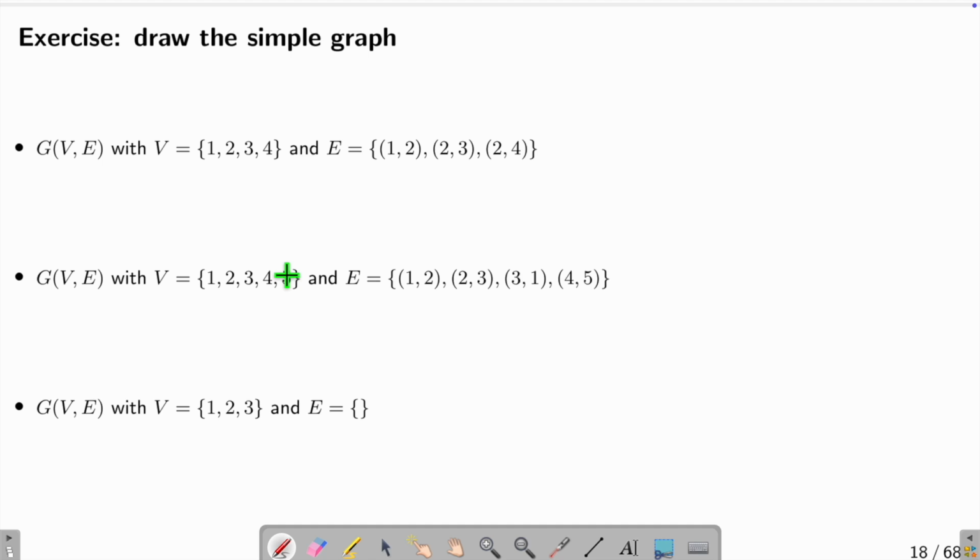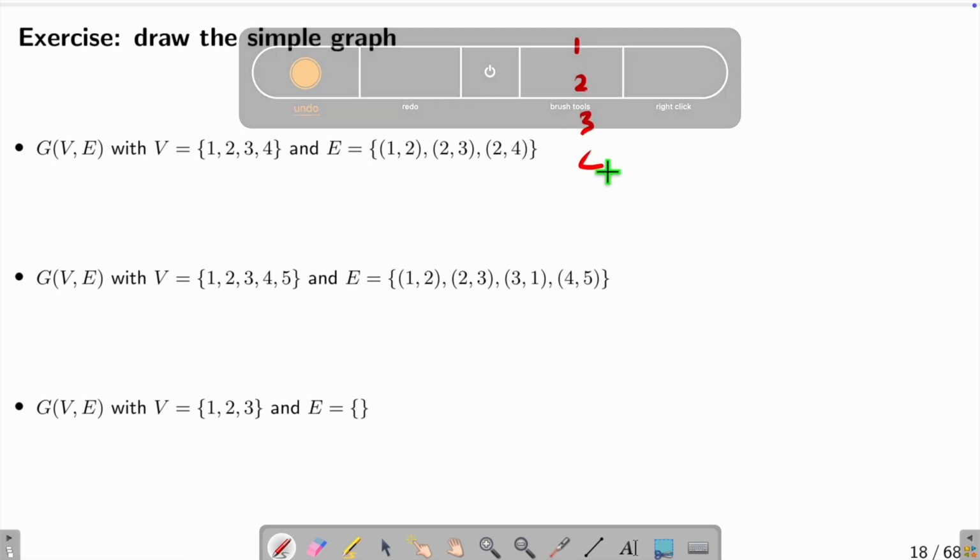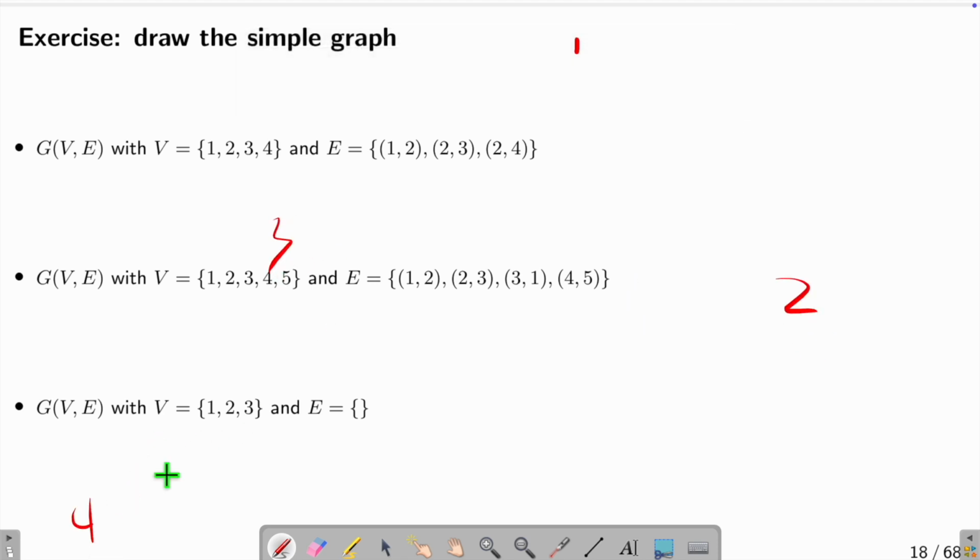Okay, now exercise. Draw this graph. We have a graph G, V, E. V is 1, 2, 3, 4. Again, there's no rule saying how we should draw the graph. So I draw 1 here, 2 here, 3 here, 4 here. This is okay. I draw 1, 2, 3, 4 like this. This is also okay. Nobody cares, okay?